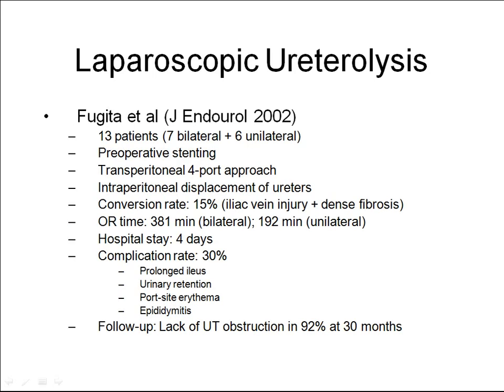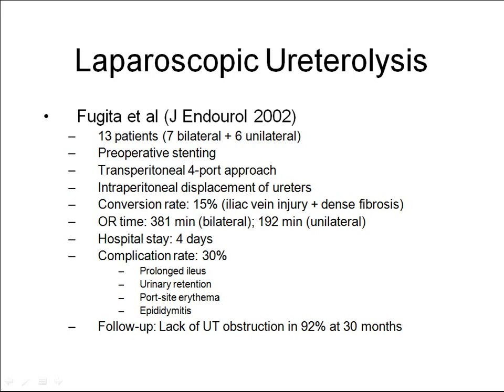Laparoscopic ureterolysis was first reported by Cavusi and Clayman in 1992 in the Journal of Urology. A subsequent case series by Fujita et al. in the Journal of Endourology, 2002, involved 13 patients, 7 with bilateral disease and 6 with unilateral disease, all of which had idiopathic RPF. They were treated with preoperative stenting.